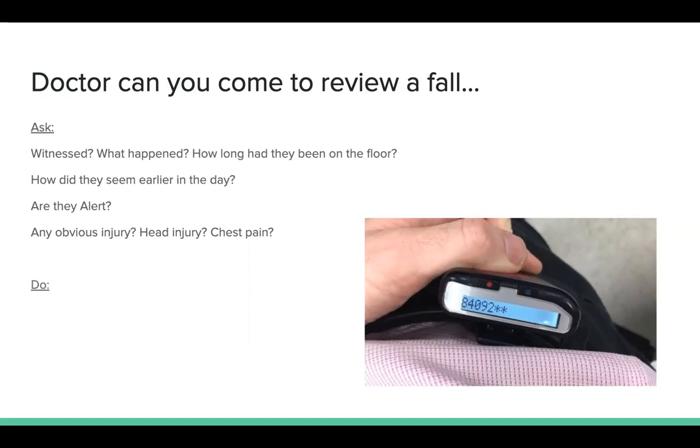Next, what should you ask the nursing staff to do? First, you need to ask them to do a set of OBS, including neuro observations. These are usually done hourly, but it depends on your local trust. Following this, it's important to get a random blood glucose as closest to the time that they've fallen. And finally, a lying and standing blood pressure if they're feeling well enough to have it done at the time. If not, it can be done later.